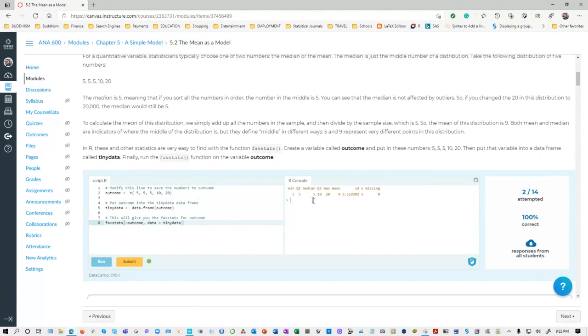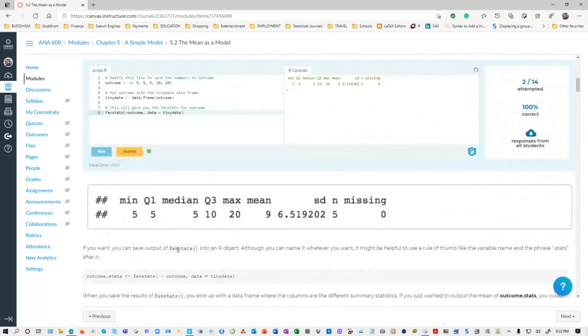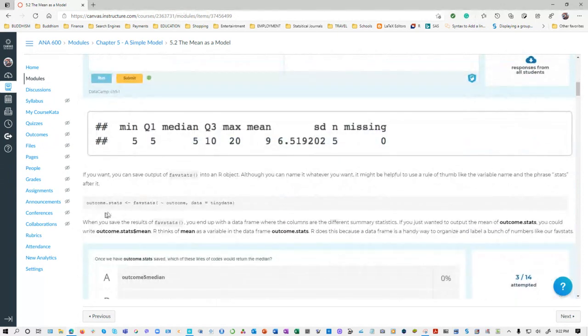You can easily find the minimum, quartile 1, median, which is quartile 2, quartile 3, maximum, mean value, standard deviation, and n. This is 9, the mean. The standard deviation we're going to talk about later. N means the number of data points, and there are no missing values. If you want, you can save this favstats result into an R object. They're going to save this into one called outcome stats.